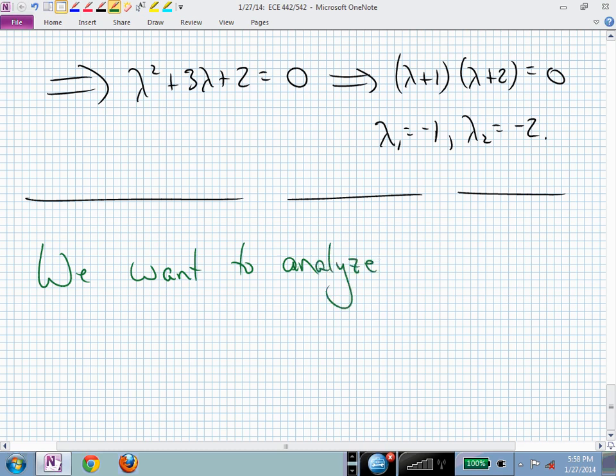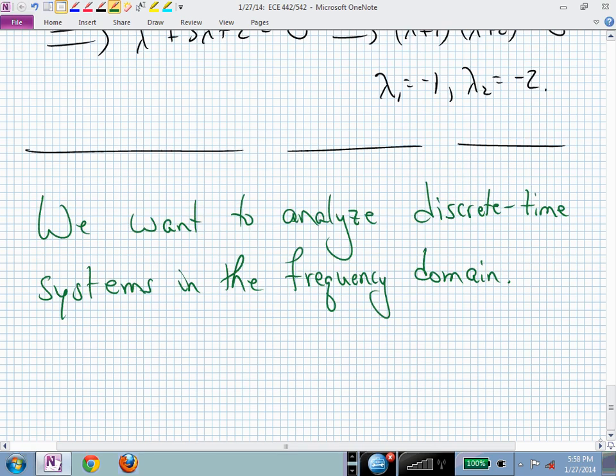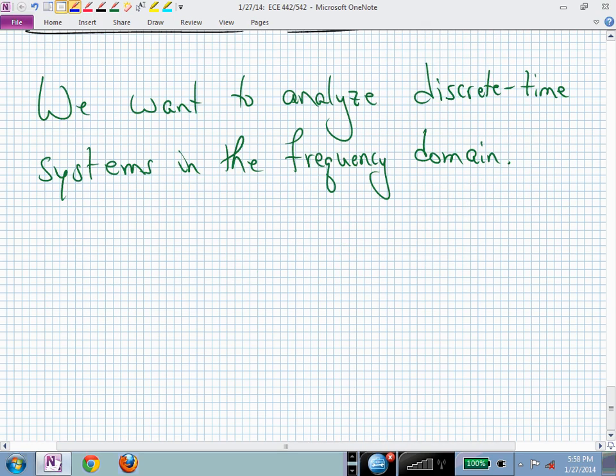We want to analyze discrete time systems not only in the time domain, but also in the frequency domain. And we'll do that today by using this connection in the block diagram that we are going to establish right now.